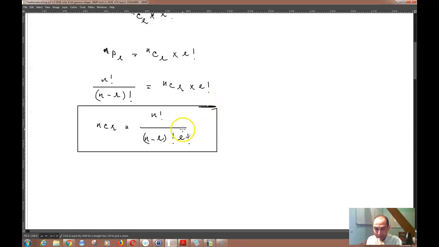And here, basically, 0 is less than R, less than or equal to n. Meaning that R cannot be equal to 0, but it can be less than or equal to n, right?